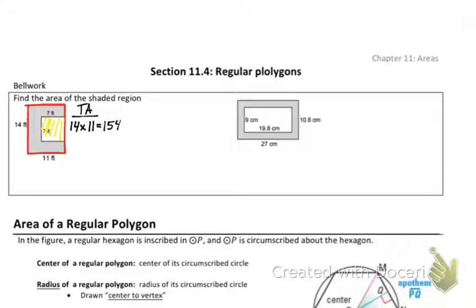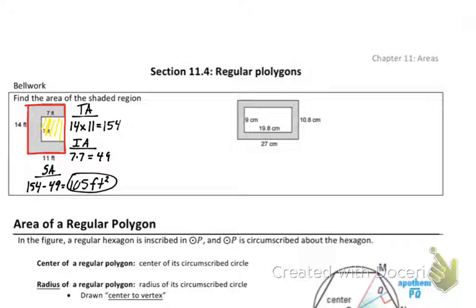All right, then the other one I'm going to call my inside area, IA. My inside area is going to be 7 times 7, which is going to equal 49. So my shaded area, let's call it SA, is going to be that total area, 154, minus that 49, which equals 105 feet squared, or square feet.